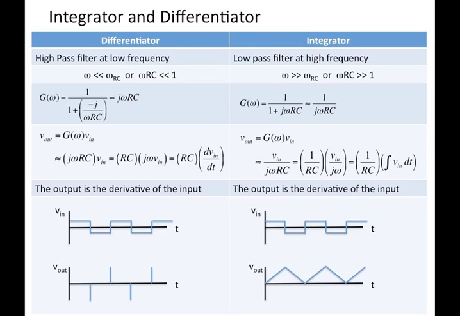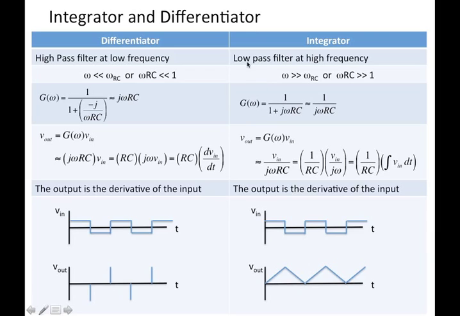And so what does this look like? So down here I have the square function, and so if you put that square function into a high pass filter at low frequency, where low frequency is defined by the characteristic frequency of the circuit, then you'll output something that looks like this.